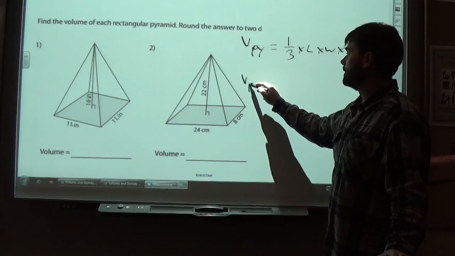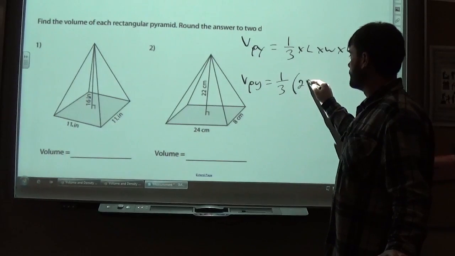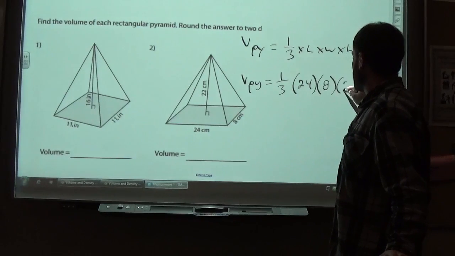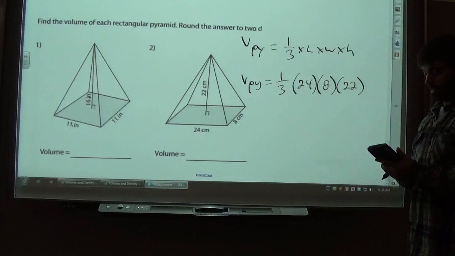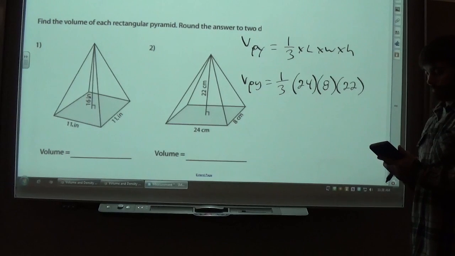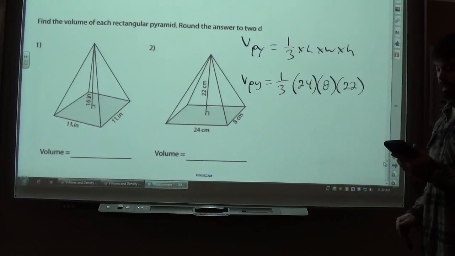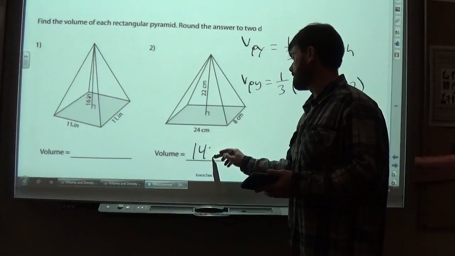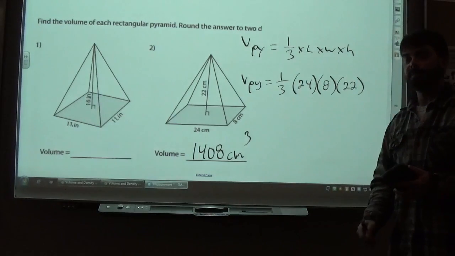If this is the pyramid that I'm trying to solve for, I have 1/3 multiplied by 24, 8, 22. Order of operations here doesn't matter so much. I'm going to multiply these 3 together: 22, 8, 24. Gives me 4,224, and then divide by 3. Gives me 1,408, I believe. And again, this would be cubic centimeters.